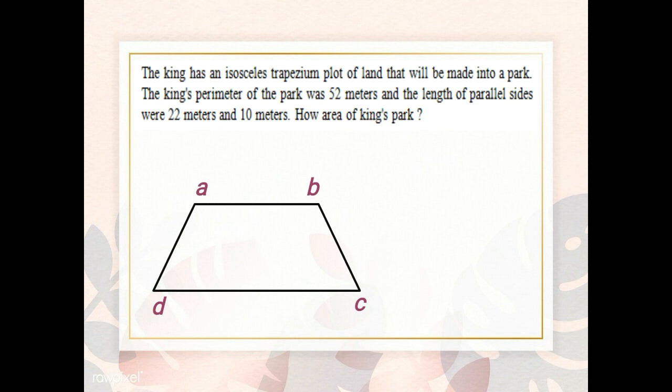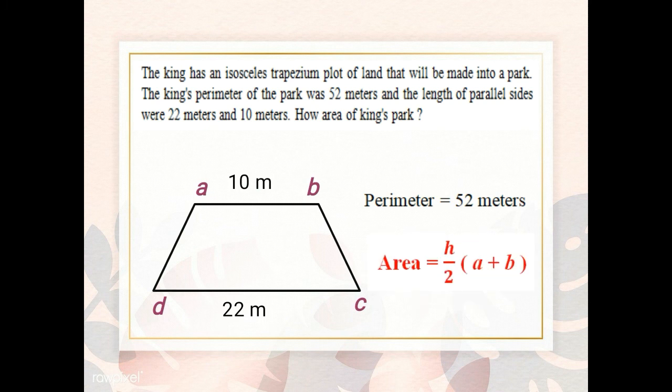From the problem that already mentioned, we can find that the perimeter of King's Park was 52 meters, and the lower base of King's Park was 22 meters, and the upper base of King's Park was 10 meters. In order to find the area of King's Park with formula H over 2 times A plus B, we need to find the height of the King's Park. To find the height of King's Park, we can use the known perimeter.